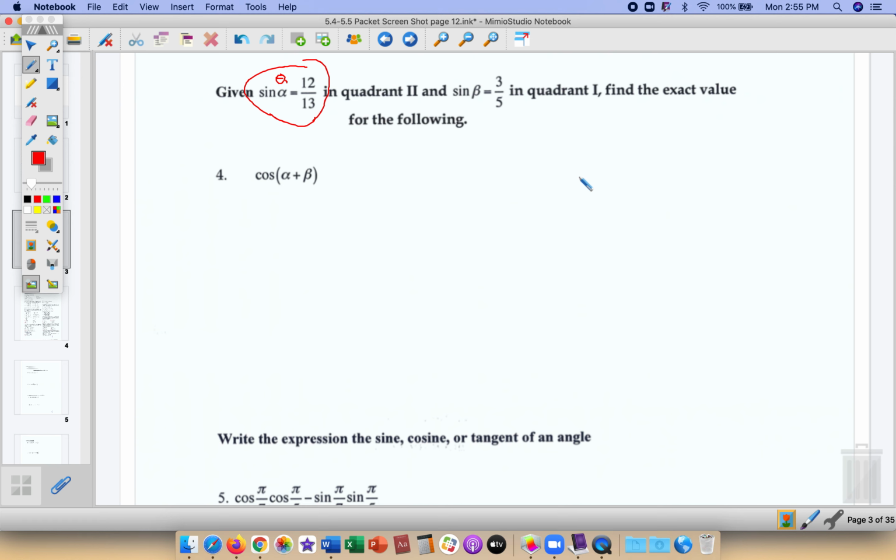Problem number 4, we see that they say sine, we'll call this theta 1, is equal to 12 over 13 in quadrant 2. So we're going to draw a triangle. In quadrant 2, we have this red triangle. I'll call this theta 1.